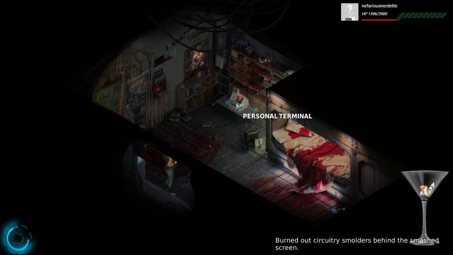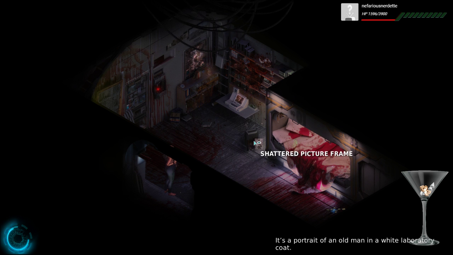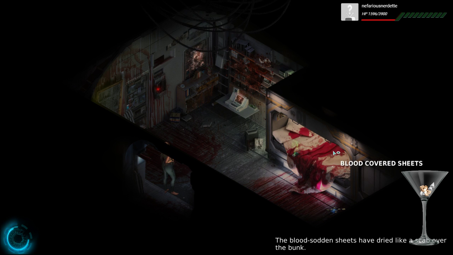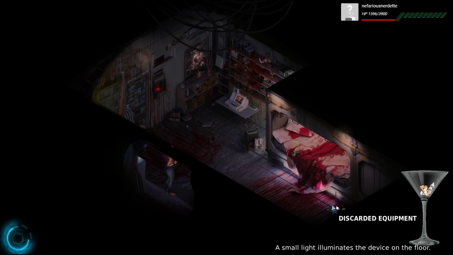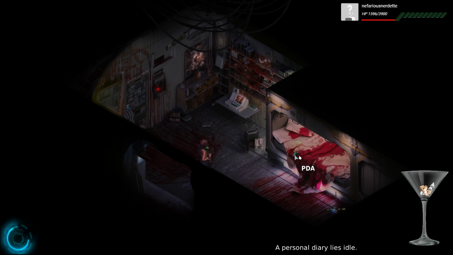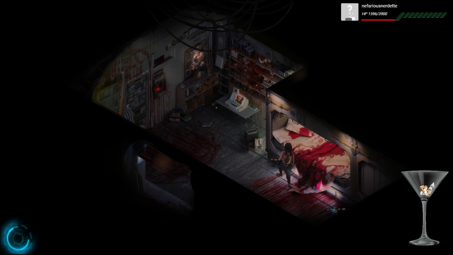Personal terminal. Burned out circuitry smolders behind the smashed screen. I don't know. Shattered picture frame. It's a portrait of an old man in a white laboratory coat. Alright. Blood-covered sheets. The blood-sodden sheets have dried like a scab over the bunk. Yummy. Discarded equipment. A small light illuminates the device on the floor. Yeah, there it is. Whatever that is. And then we got another PDA. Let's check this out.